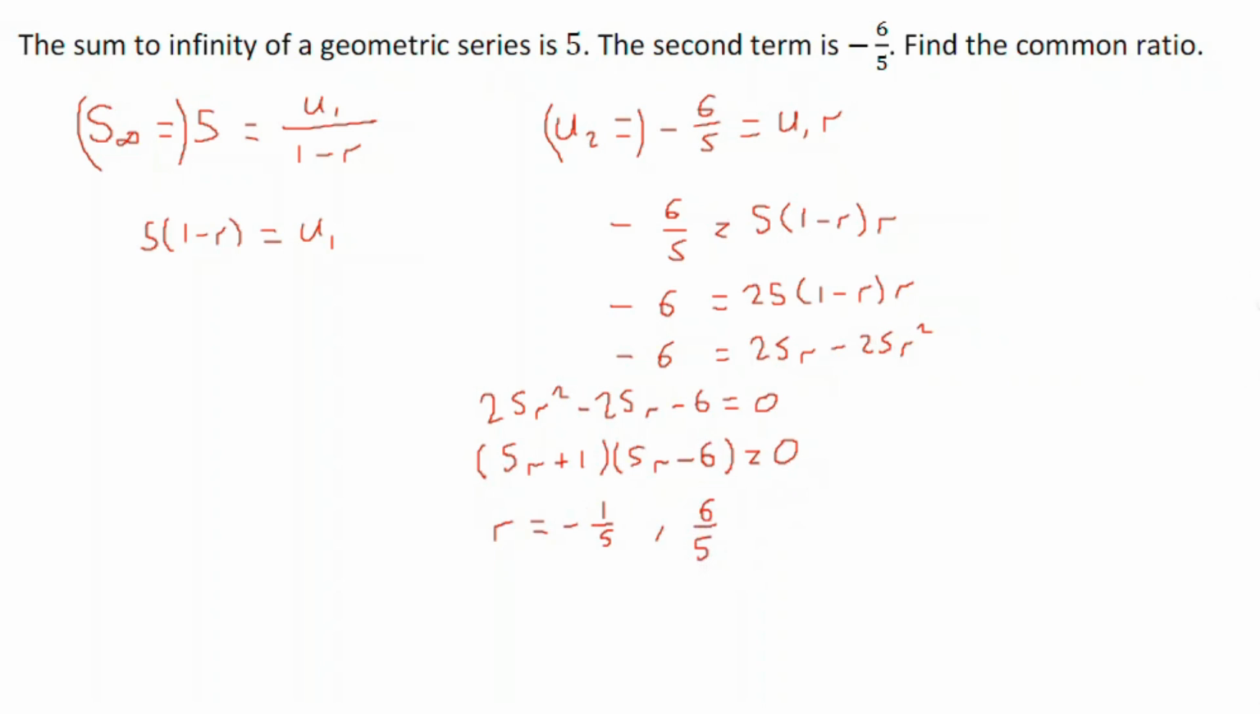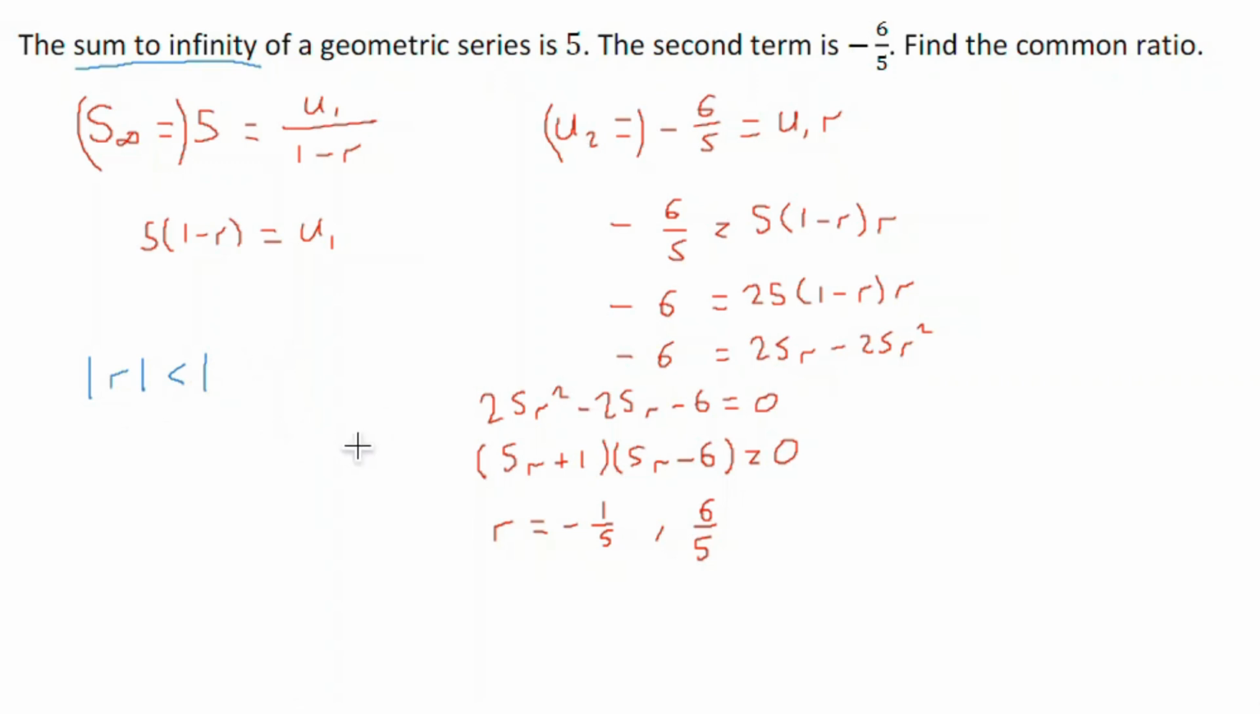And we are so close to being finished, but if you only get to this step, you're actually missing the last mark of this question, because there is one more thing. And the final thing is to remember that a sum to infinity is only defined when the absolute value of r is less than 1. If the absolute value of r is greater than 1, then the series is going to diverge and it will not have a sum to infinity.